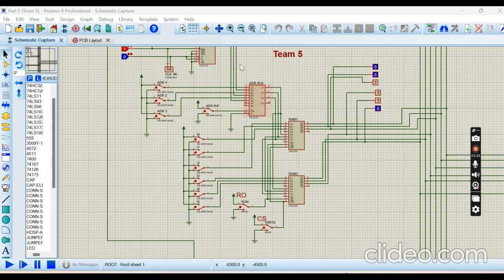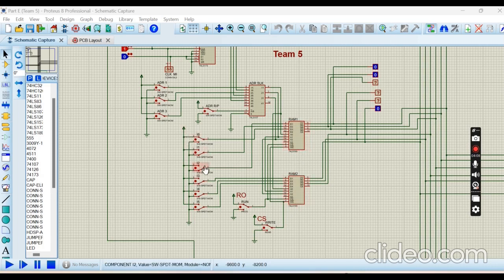We have 3 inputs that are connected from the MA to the address selector. From the address selector, we also have 6 inputs from the input to the RAM. And we have 3 outputs from the address selector to the RAM. We have RAM 1, RAM 2. We are using 2 RAM in this design.